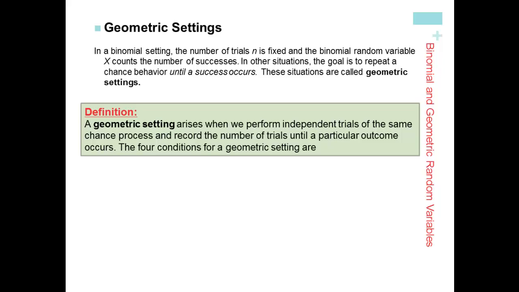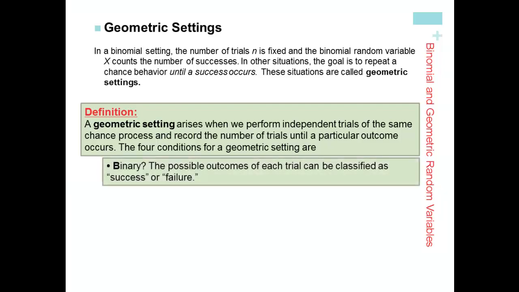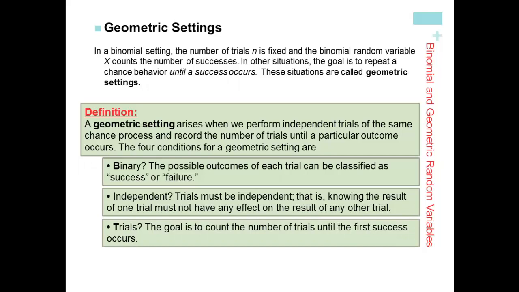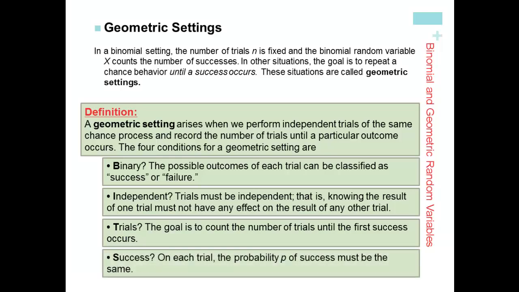Four conditions for a geometric setting are: Binary. The possible outcomes for each trial must be classified as a success or a failure. Independent. Trials are independent of one another. Trials. The goal is to count the number of trials until the first success. And S, Success. On each trial, the probability of success must be the same. You can see this is slightly different than it was for a binomial setting. If you can remember BITS, B-I-T-S, you can remember the four conditions for a geometric setting.